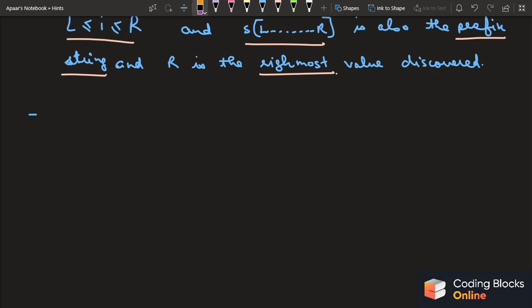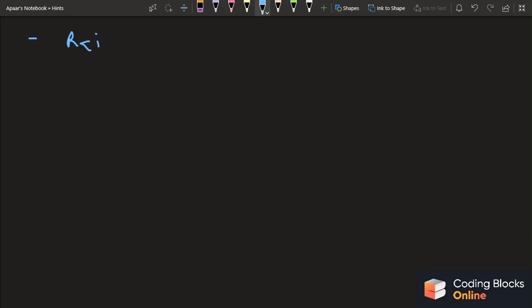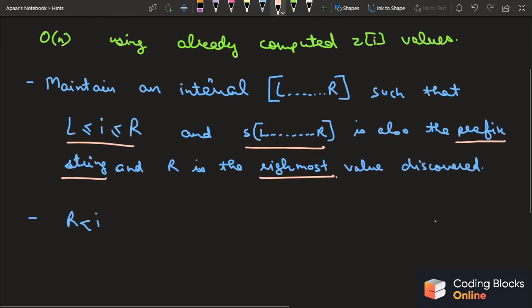Now where are we? We have maintained an interval L to R such that this thing holds, as L to R is also a prefix and R is the rightmost value. It's important. We are assuming that we have found the rightmost R value that fits in my interval. So after this we'll have two cases again. Let's talk about the second case first because it's an easy case.